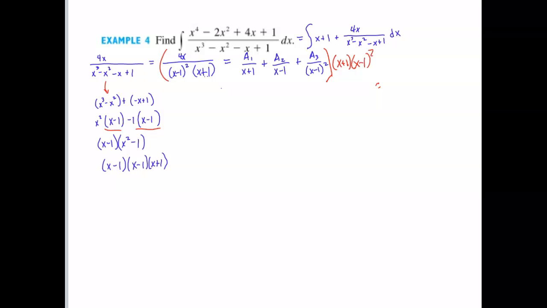All right. So multiply everything by that. On the left-hand side, it cancels the denominator completely, just leaving us with 4x. On the right-hand side, for the first term, it's just going to cancel the x plus 1, so we're left with A1 times x minus 1 squared. The second term, we're left with A2 times x minus 1 times x plus 1. And the last term, we're left with A3 times x plus 1.